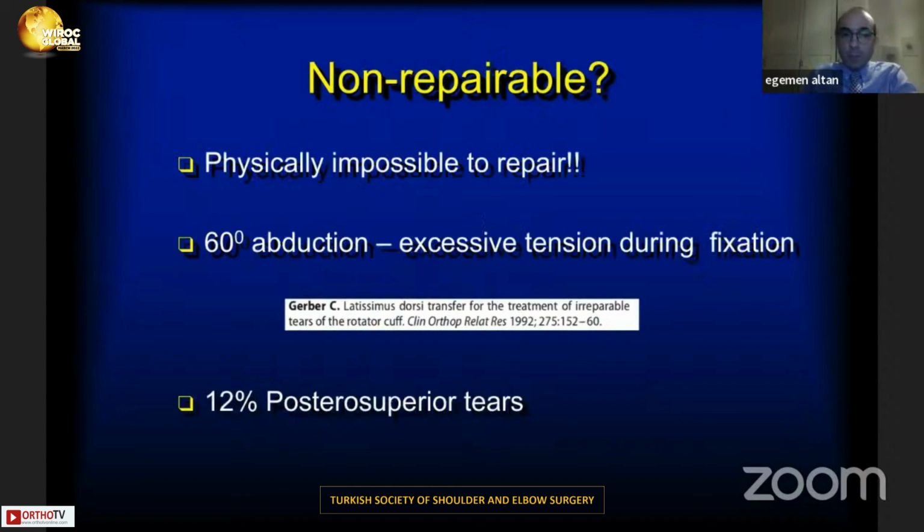And what about non-repairable tears? When we cannot make any repair? According to Gerber, excessive tension during fixation at 60 degrees of abduction means non-repairable rotator cuff tears, and these tears include 12% of posterior superior tears.